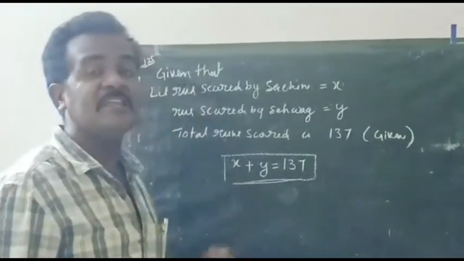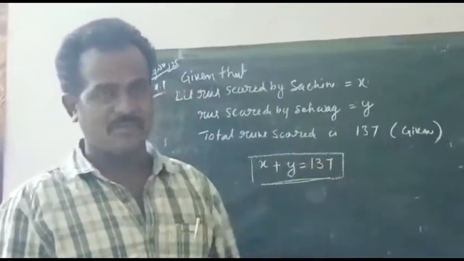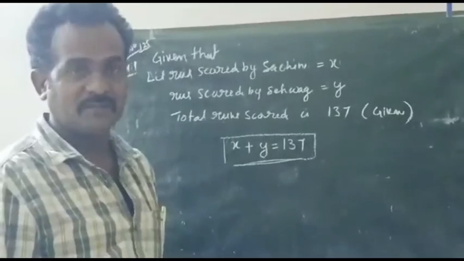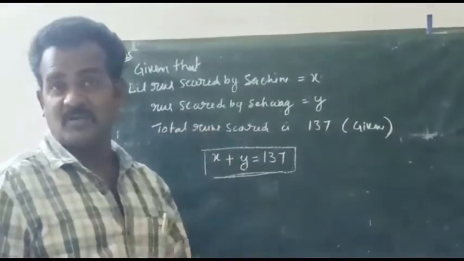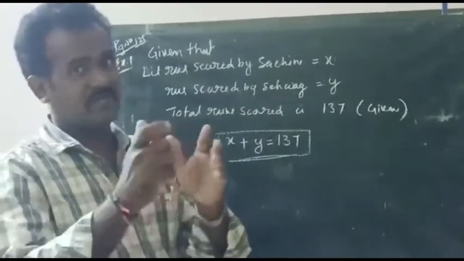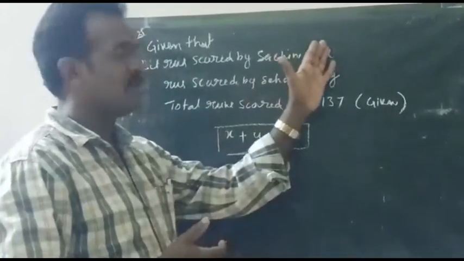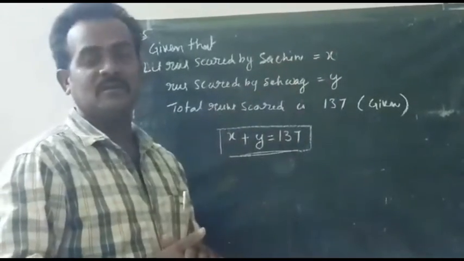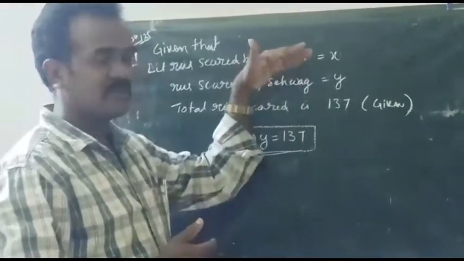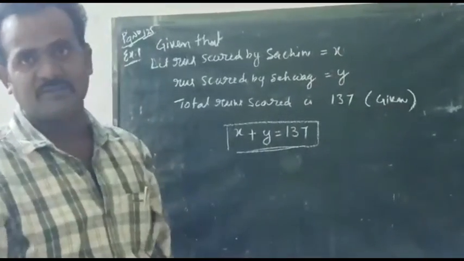This is a linear equation. The highest degree is 1. This is a linear equation in two variables x and y. Understood? What information is given? Two persons are given, and the runs scored by them are 137. First person plus second person is equal to 137. The first person, Sachin, is x, and the second person, Sehwag, is y. Then both persons' runs are equal to 137, so first person plus second person is equal to 137. Okay, next sum.